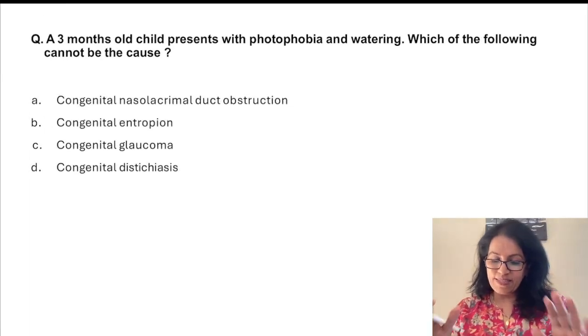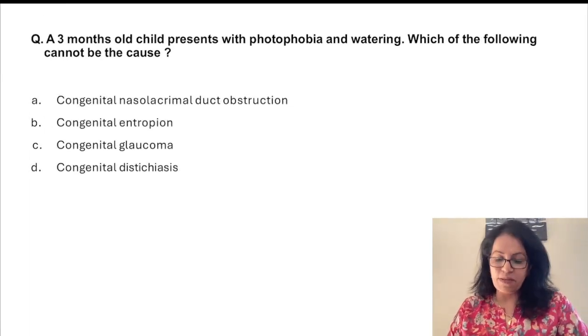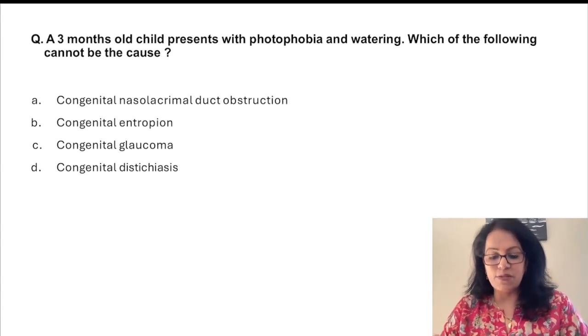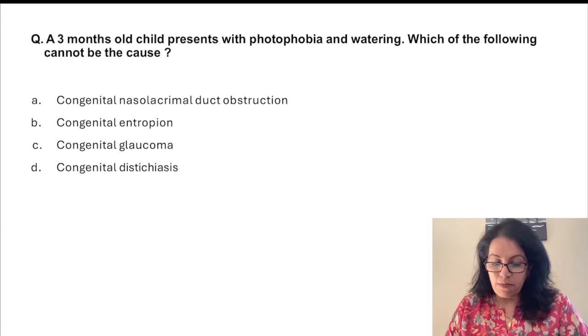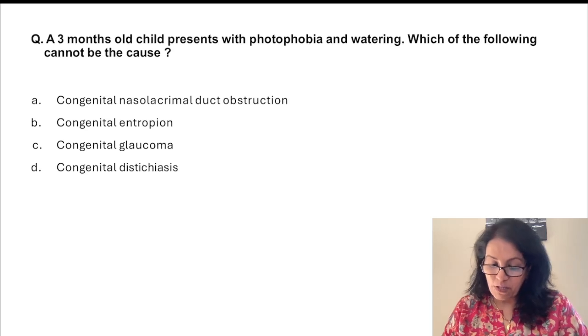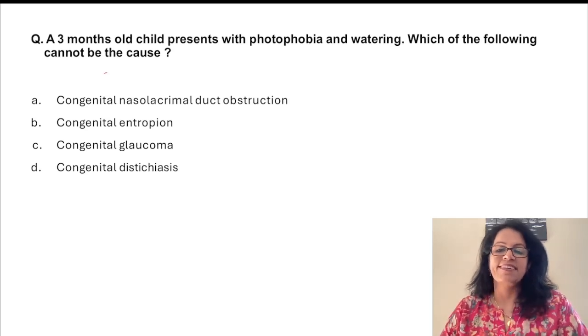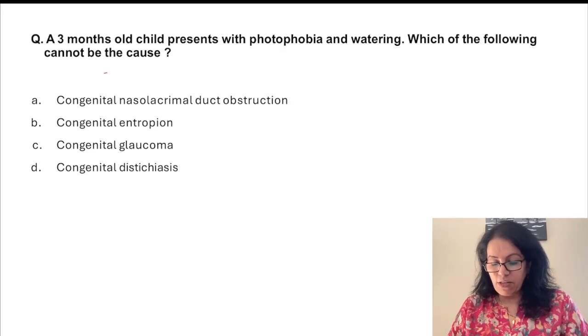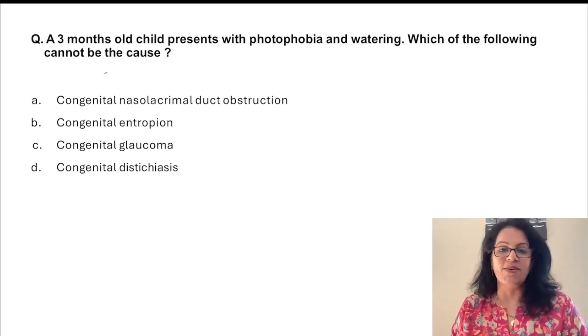Yeah. So this was again a little bit confusing. Some people are saying it was written unilateral or bilateral, whatever it is. A 3-month-old child presenting with photophobia and watering. According to some of you, it was in one eye. Which of the following cannot be the cause? Now, when you talk about photophobia and watering, which of the following cannot be the cause?